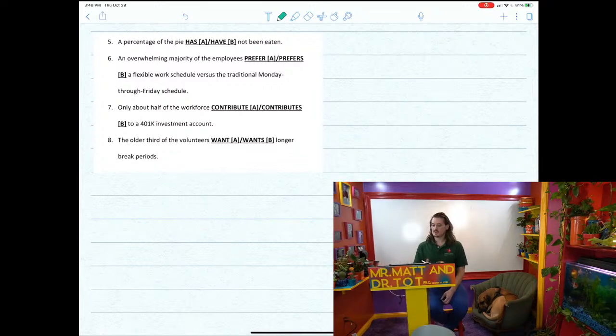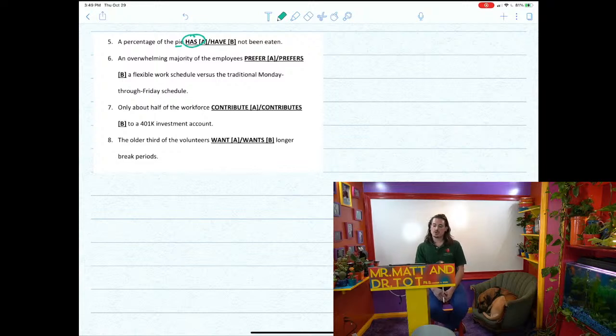Okay, so let's look at 5 through 8. Number 5 says a percentage of the pie has or have not been eaten. So a percentage indicates a portion, so we're guided by the noun after the preposition of. That's going to be pie. Pie is singular, so we need a singular verb, has.